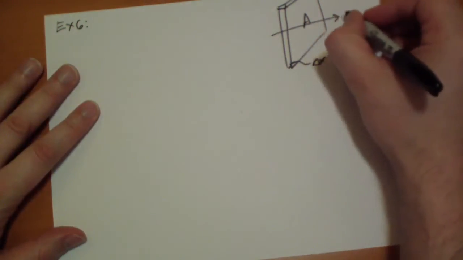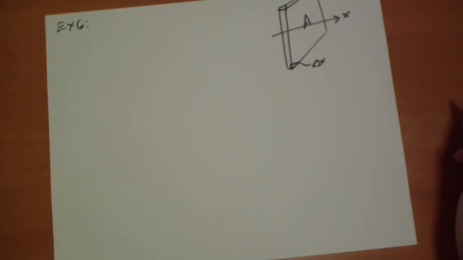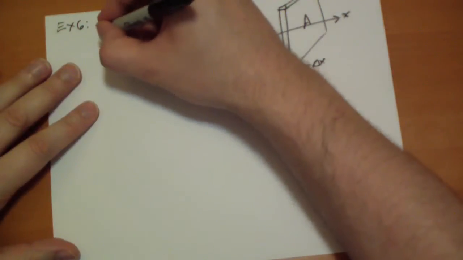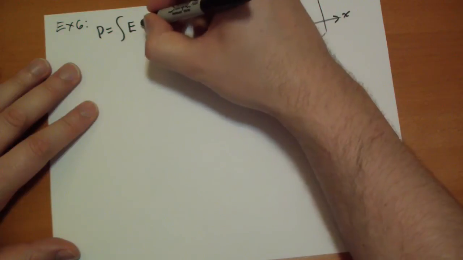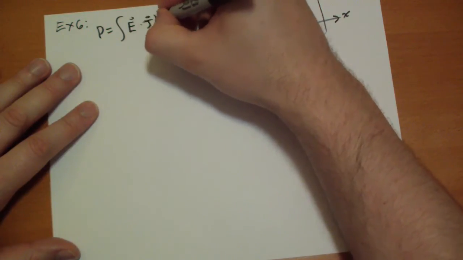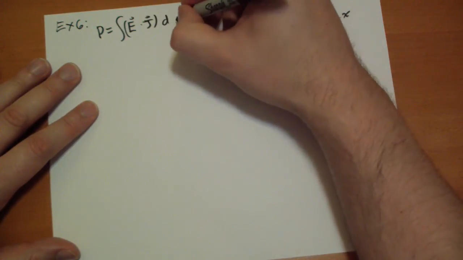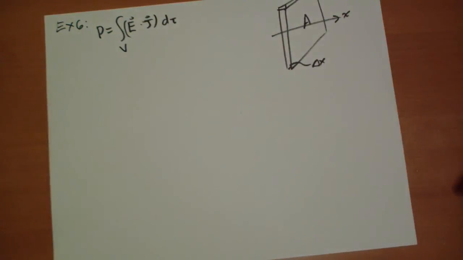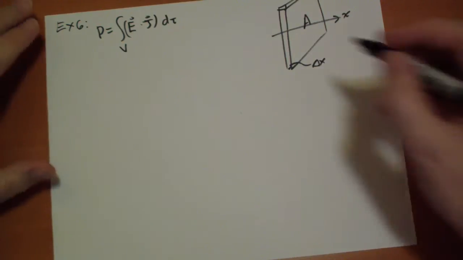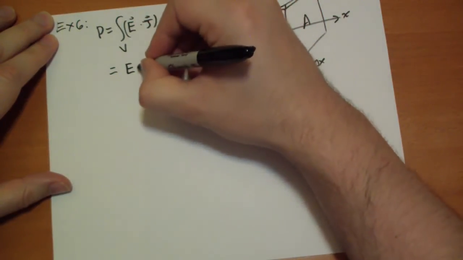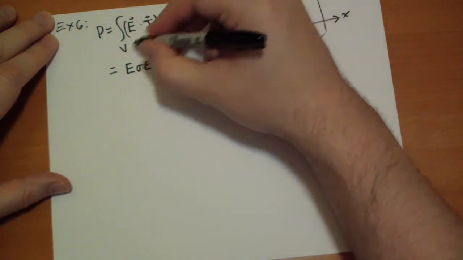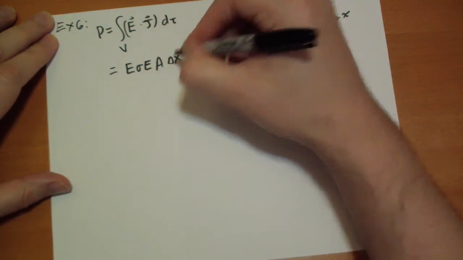So we're traveling, this is x. Okay, so the power formula is the integral of E dot J d tau over some volume. What's E? Well, that's just the E field. What's J? That's just sigma E. What's the volume? That's A delta x. That's the volume there.